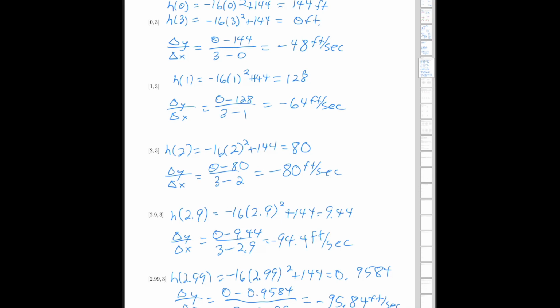So, based on these values, we can see as the interval gets smaller, the average rate of change is increasing, and we can see that it's increasing to around 96 feet per second. So, we could say that when the ball hits the ground, it's going approximately 96 feet per second. So this has been section 2.1.